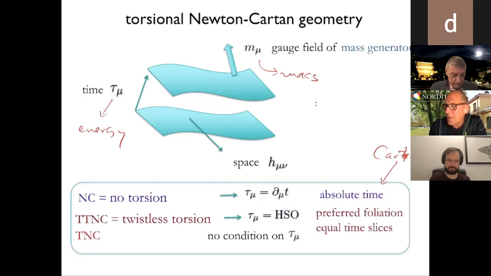So if you have no conditions on tau, we call this the geometry TNC. And what's rather important is an in-between case where tau is hypersurface orthogonal, called twistless torsion. In that case, you have a preferred foliation in terms of equal time slices. So here there's a notion of causality, and if this is not true, then your space-time would not be causal anymore.